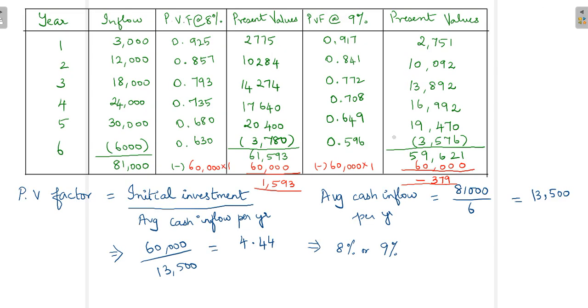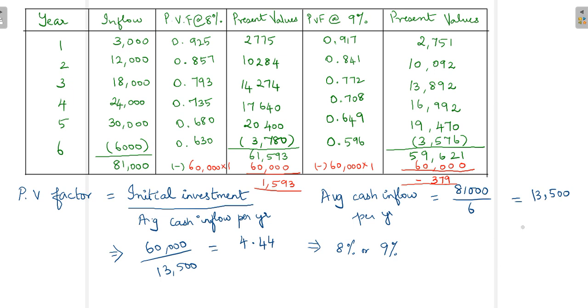So as usual, the first step is to determine the PV factor. In this case, the initial investment is 60,000 divided by the average cash inflow. To find the average cash inflow, you have to add up the second column, inflow values, and we determine that it is 81,000. So 81,000 divided by 6 years will give you 13,500.